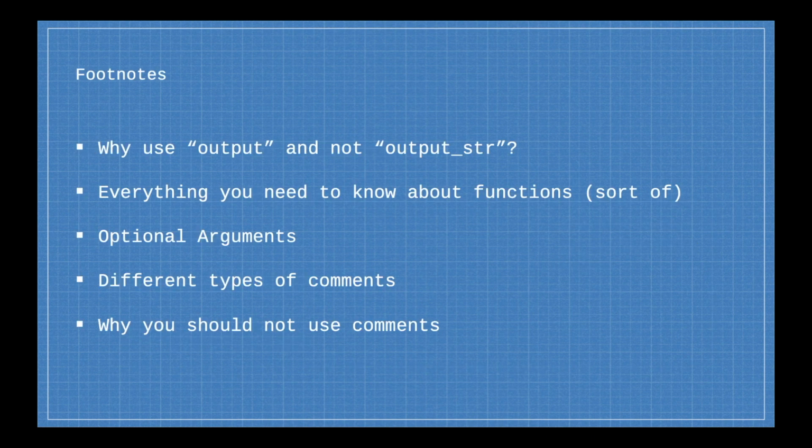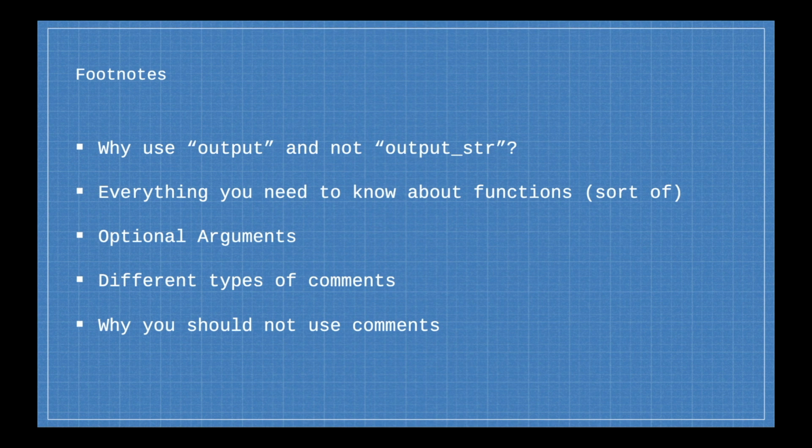So first of all, why do I use output and not output string? That may be a question you're asking yourself, because output string is more specific than output, and it even tells you what the data type is, but typically you want to use output and not output string. Now, the next thing is everything you need to know about functions, sort of. This is just everything you need to know at this stage. There's a lot more you can do with functions. But realistically, in this video series, we're not going to cover most of them. And if we do, it'll be in another footnote later on when we need it.